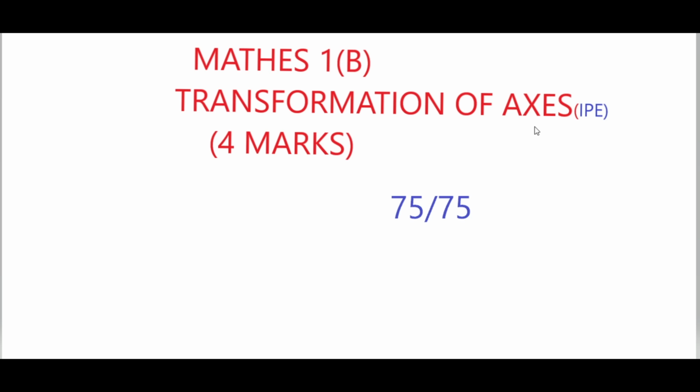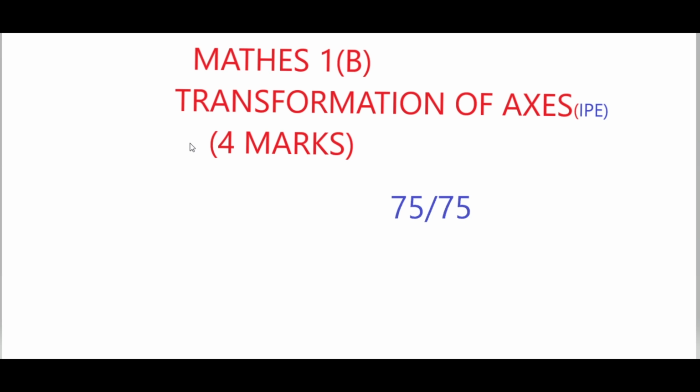Here, transformation of axes is of two types. The first one is translation of axes and the second one is rotation of axes. Translation of axes means if the origin is shifted to another point without changing the direction of the axes, then the transformation is called translation of axes. And rotation of axes means if the axes are rotated through an angle theta about the origin, then this type of transformation is called rotation of axes.